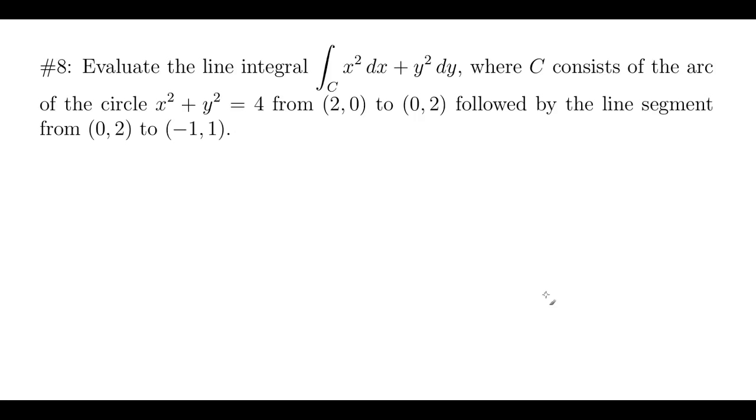Exercise number 8 is a little more complex. We are asked to evaluate the line integral along C of x squared dx plus y squared dy, where C consists of the arc of the circle x squared plus y squared equals 4 from (2, 0) to (0, 2), followed by the line segment from (0, 2) to (-1, 1). There's a whole lot of stuff there.